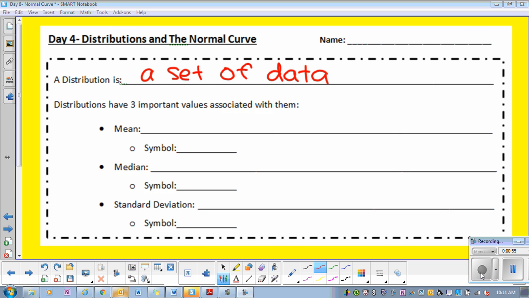What is another word for the mean? Middle? No, that's median. Median is the middle. I'm going to give you a hint. That's how you find the median. The mean is you add up all the numbers and then you divide it by the total amount of data points that you just added up.